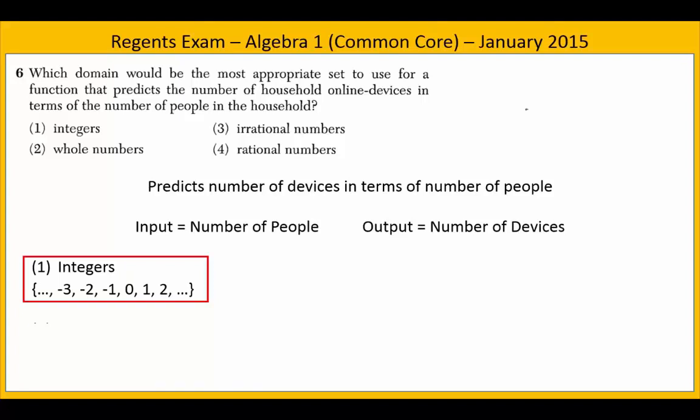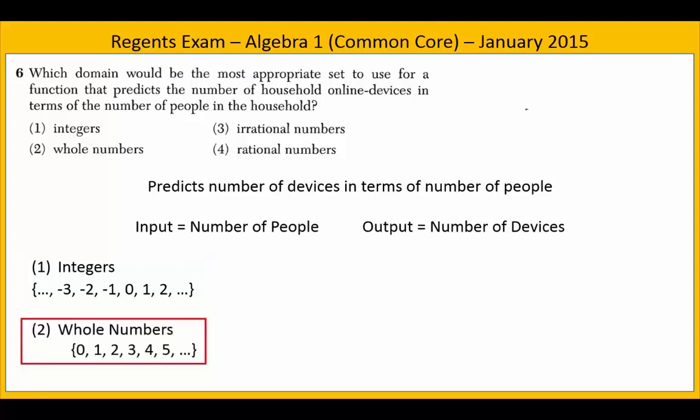Let's think about this. Choice 1 says the integers. That's the negative and positive whole numbers, -3, -2, -1, 0, 1, and 2. It's impossible to have a negative number of people, so choice 1 doesn't make sense. Choice 2 is the whole numbers, 0, 1, 2, 3, 4, 5, etc. As far as a number of people go, that makes a lot of sense. Choice 2 sounds like a good candidate.